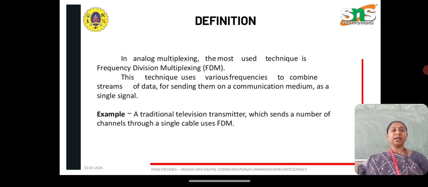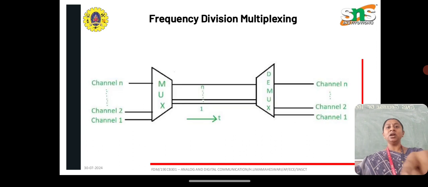The most common technique used is frequency division multiplexing. This technique uses various frequencies to combine streams of data for sending them on a communication medium as a single channel. Example, a traditional television transmitter which sends a number of channels through a single cable uses FDM. This is a simple block diagram of frequency division multiplexing, where various channels are combined on the multiplexer's side, and those inputs are sent to the demultiplexer side, but using various frequencies.